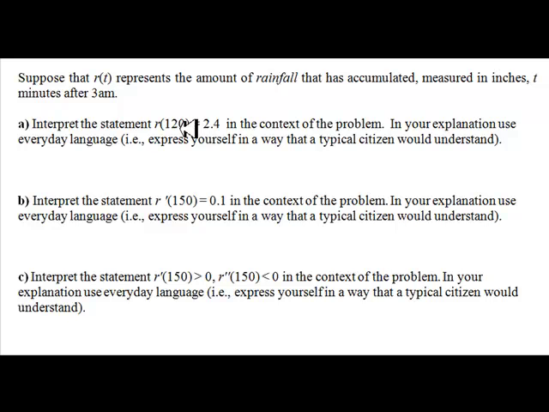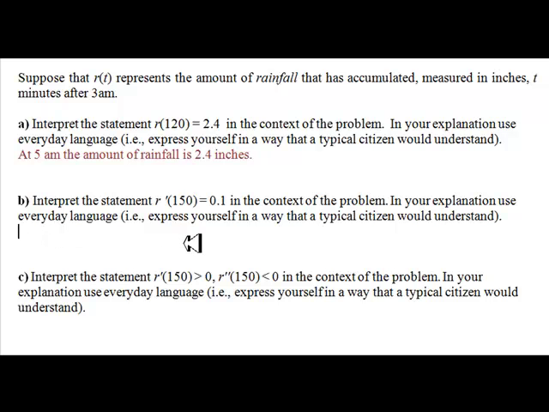is an input, which was time in minutes after 3 a.m. So 120 minutes after 3 a.m. is 2 hours after 3 a.m. So at 5 a.m., and then what is being measured is the amount of rainfall. According to this statement, the amount of rainfall is 2.4 and the units on that is inches. So that would be our first answer.